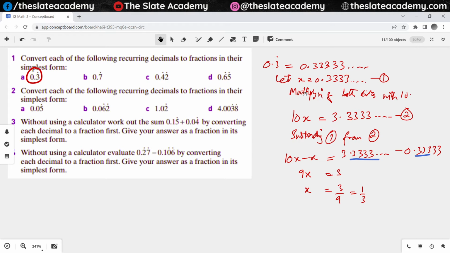So x was 0.3 recurring. This is equal to 1 over 3. So this is how we convert a recurring decimal into a fraction. If you have understood this question, please go ahead and solve this part B. Question number 1B. Please solve right now and give me your answers.